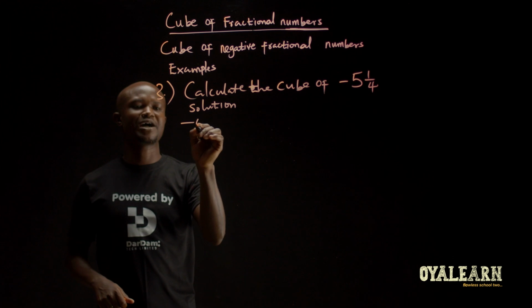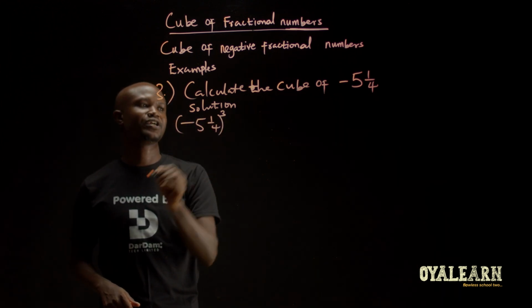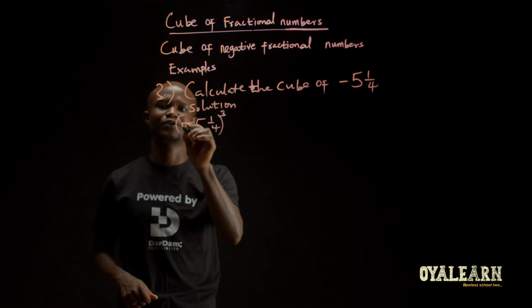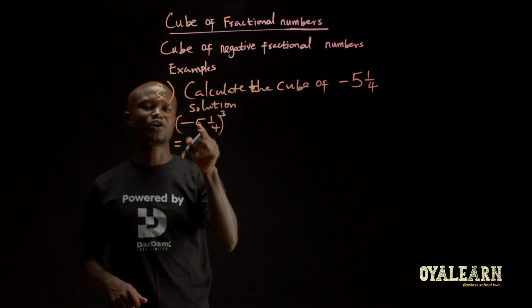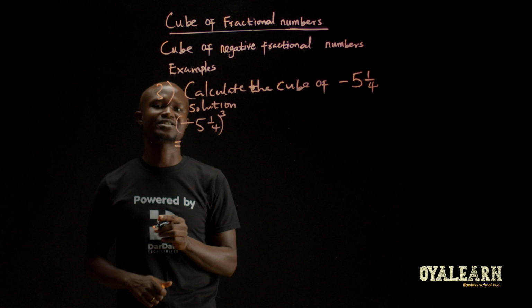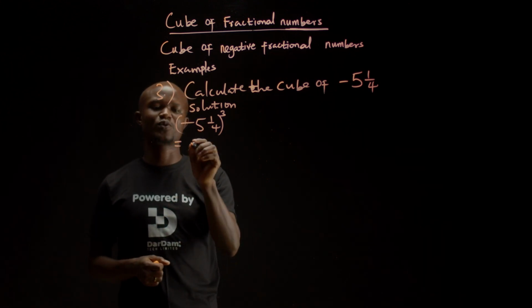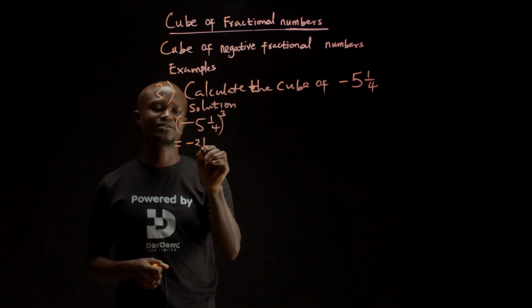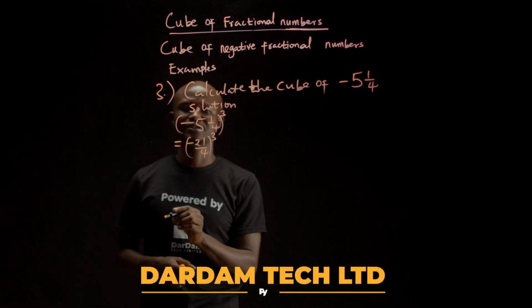We have minus 5 whole number 1/4 raised to the power of 3. So this is the same thing as what? We convert this: 5 times 4 is 20, then 20 plus 1, we have 21. So we have minus 21/4 raised to the power of 3.